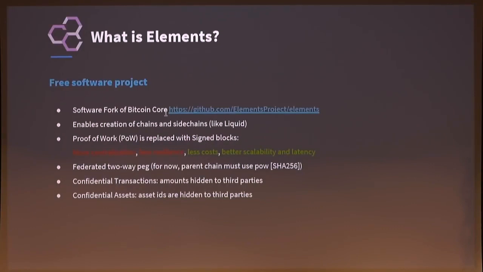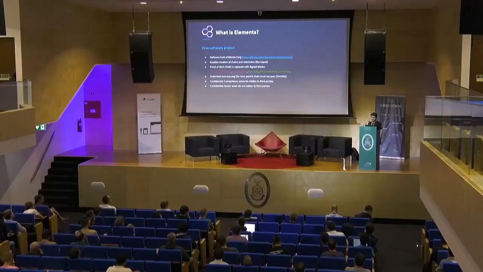Also, it has a federated two-way peg, which is a two-way peg based on a multisig script. For now, the parent chain must use the same proof of work as Bitcoin, SHA-256.